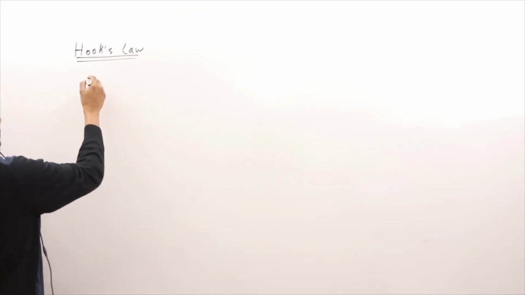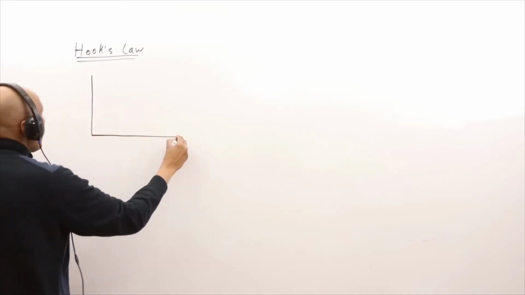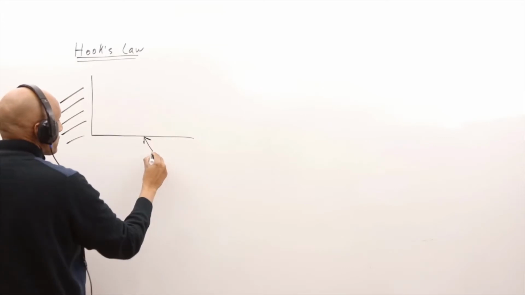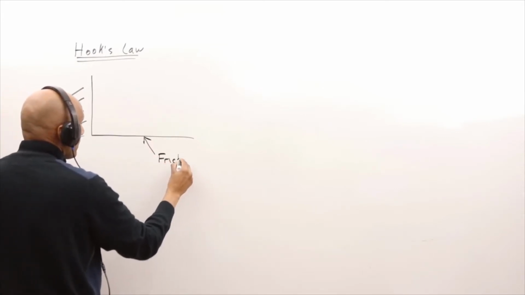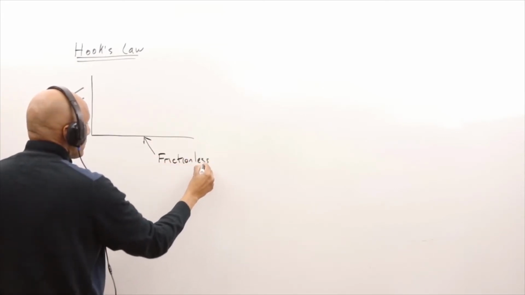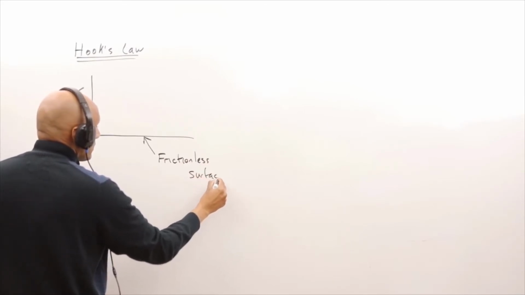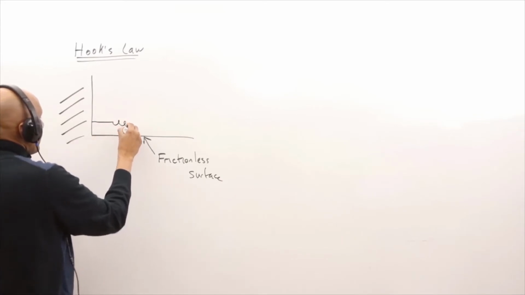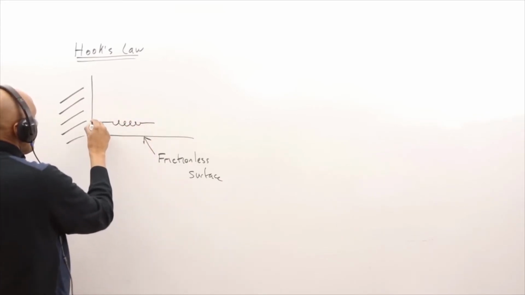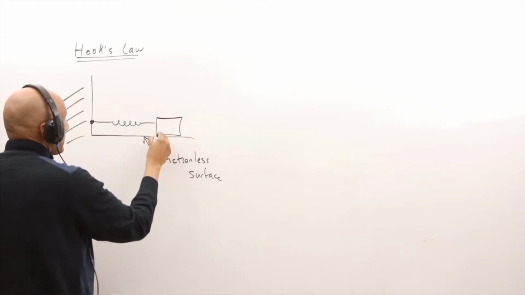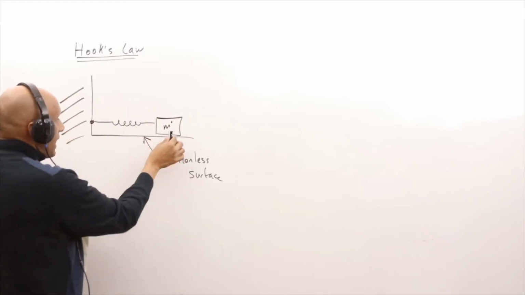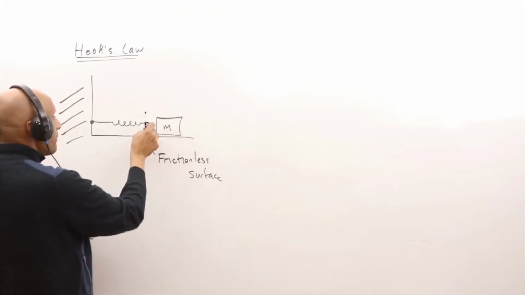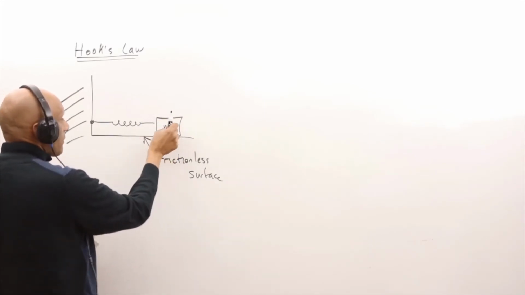So the example for explaining this is, assume that we have a wall attached to a frictionless surface. And basically I have a spring attached to one side of the wall and a mass on the other side. Assume that this mass reaches equilibrium. The point is that if I pull the mass, the spring will pull it back, and so this mass will start oscillating back and forth.